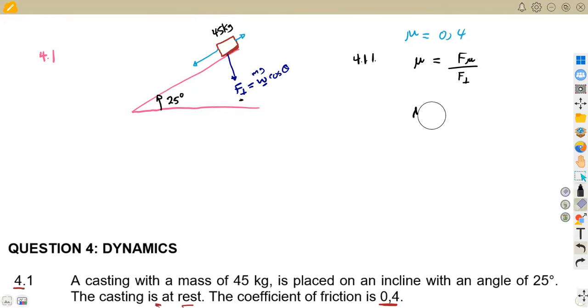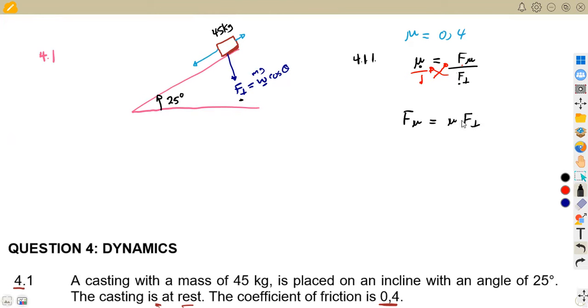So take note, we want to make the coefficient of friction the subject, or you can just substitute on your formula, or just make this the subject of the formula in this case, meaning to say this is like over 1. So you're going to multiply 1 times the coefficient of friction. Thus, we are going to have the frictional force equal to the coefficient of friction times the perpendicular force in this case.